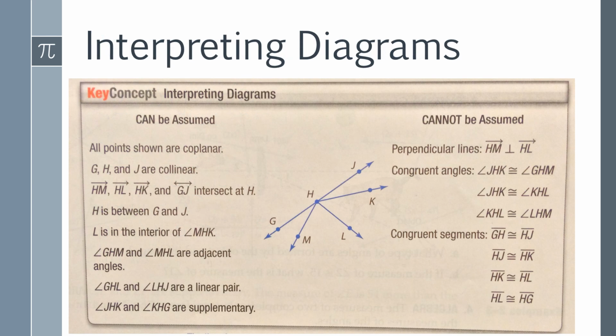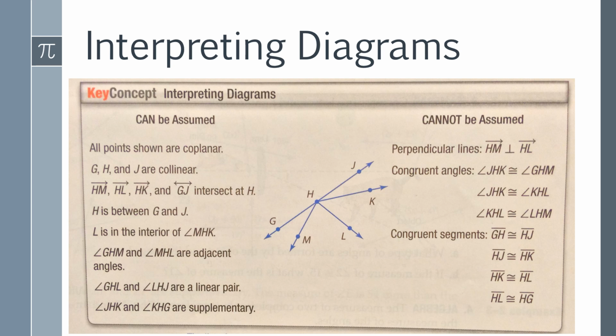Okay, so we need to discuss something called assumptions. Assumptions are things that we can make based upon certain logical and reasoning rules. We cannot base anything upon what we think it might be. So these are the things. Let's talk about this diagram.